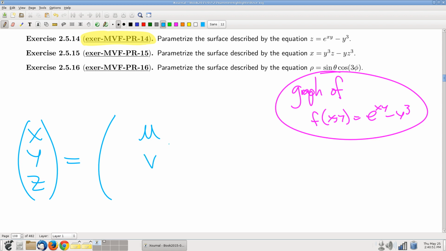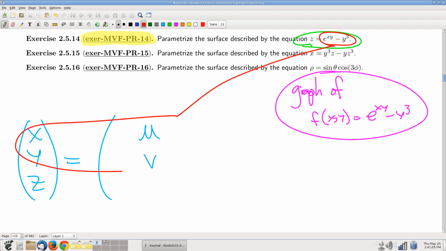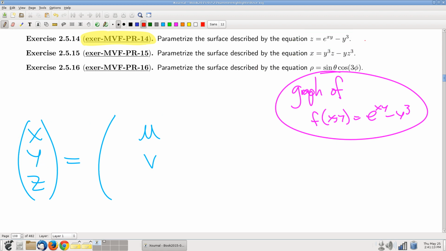and then now what is z going to be? Well, unavoidably z has to be f of x y, but x and y are just u and v, and so z is f of u v. It just has to work out that way. So the choice then is made for us that z is e to the power of uv minus v cubed, and this is our position as a function of u and v.